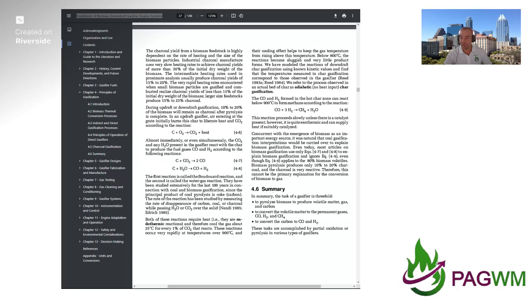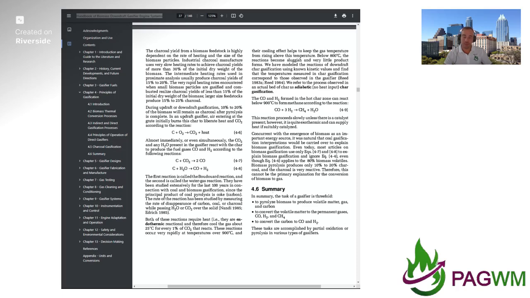Concurrent with the emergence of biomass as an important energy source, it was natural that coal gasification interpretations would be carried over to explain biomass gasification. Even today, most articles on biomass gasification use only these equations to explain biomass gasification and ignore other equations, even though these apply to only 20% of the biomass, since 80% is volatiles. Biomass pyrolysis produces only 10% to 20% of charcoal, and the charcoal is very reactive. Therefore, this cannot be the primary explanation for the conversion of biomass to gas.